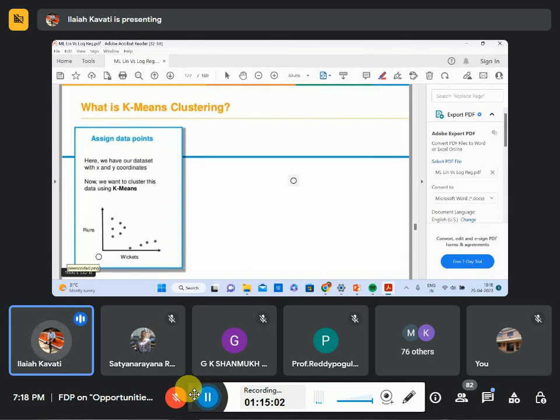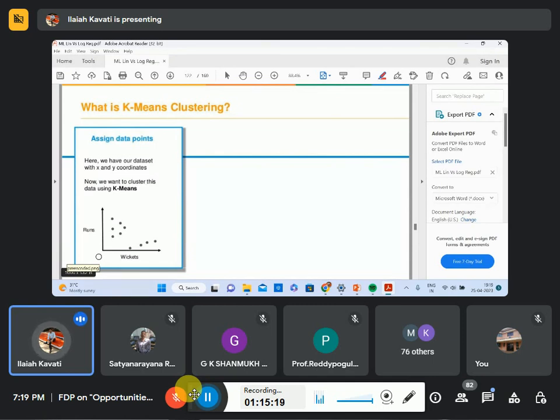Here K is 2, because my aim is to segregate into batsmen and bowlers, 2 clusters. So K stands for how many clusters? The number of clusters.